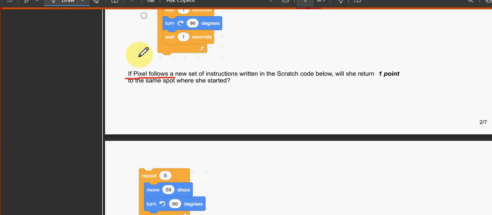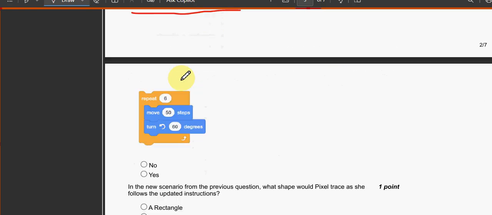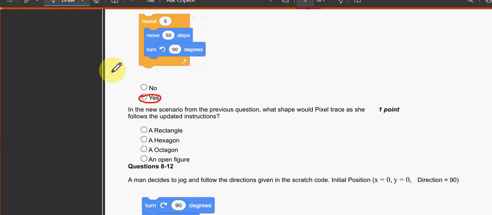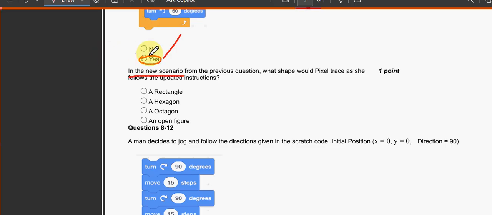If Pixel follows a new set of instructions written in the Scratch code below, will she return to the same spot where she started? So for this question, it is yes. Next question. In the new scenario from the previous question, what shape would Pixel trace as she follows the updated instructions? So for the seventh question, it is the second option, a hexagon.